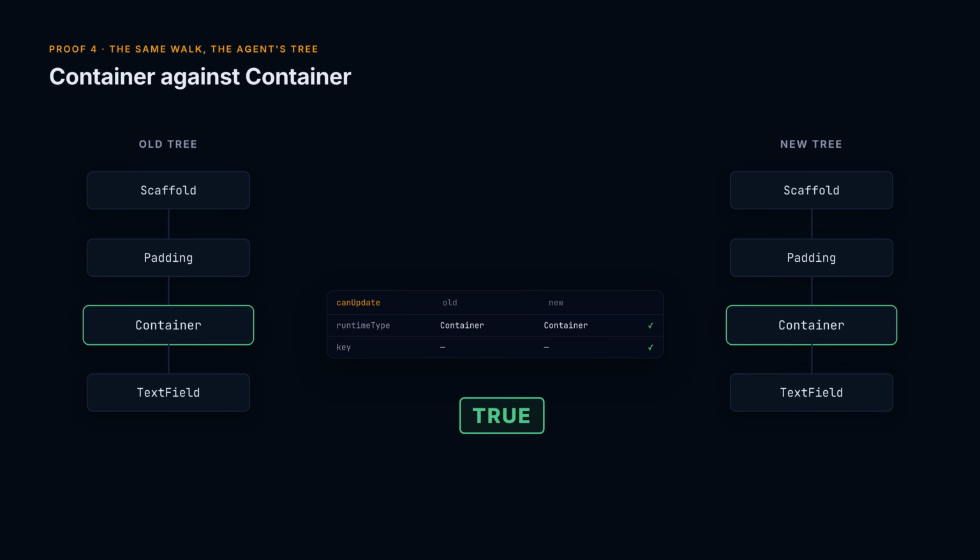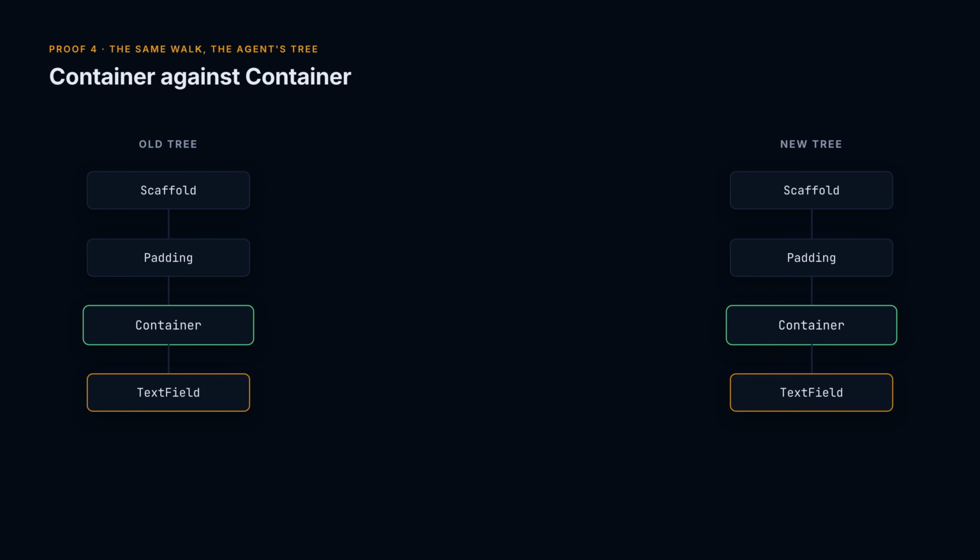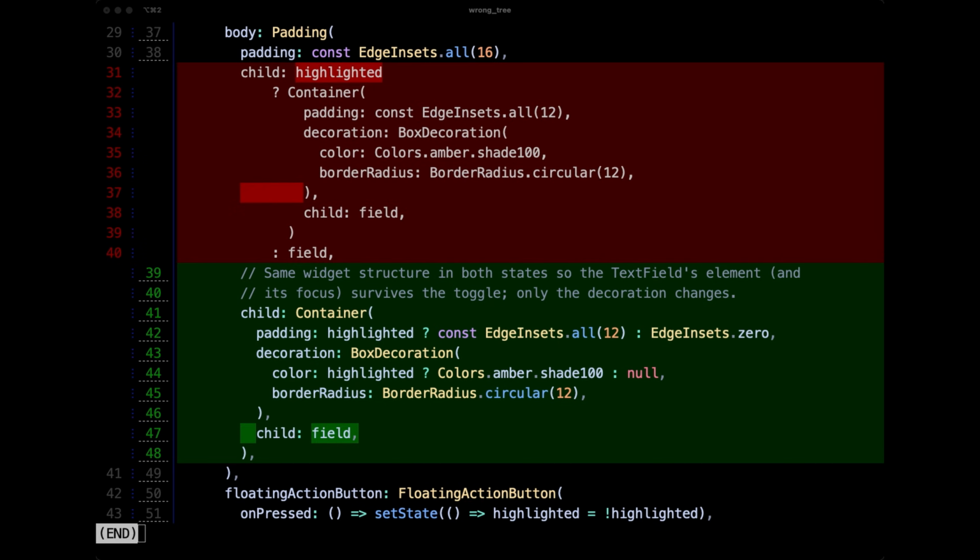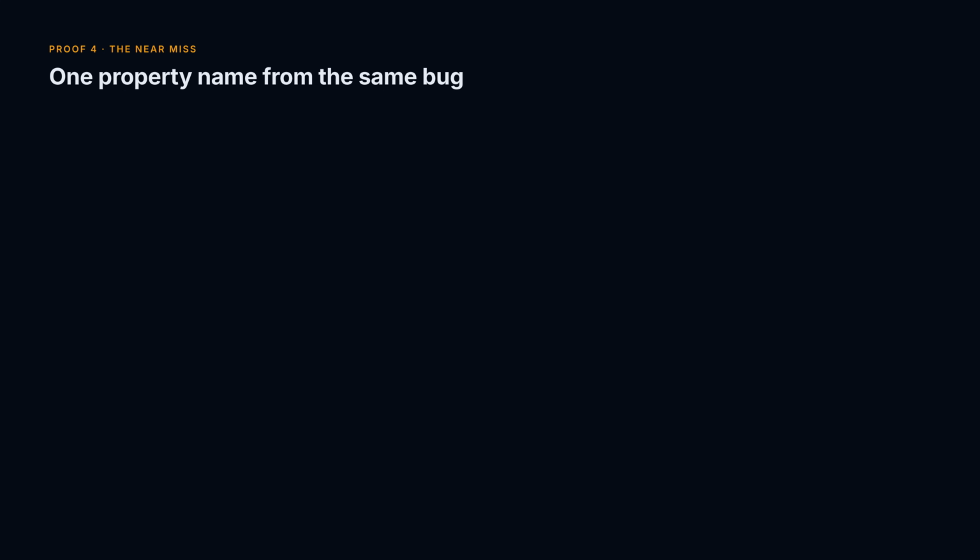Nothing gets deactivated. And it walks one level down. Text field against text field. Also true. Nothing under there dies. So the state leaves. The focus node leaves. The keyboard stays up. And you're still in the field. The agent wrote my fix. And then it wrote the half I missed. And it was one property name away from missing it too.